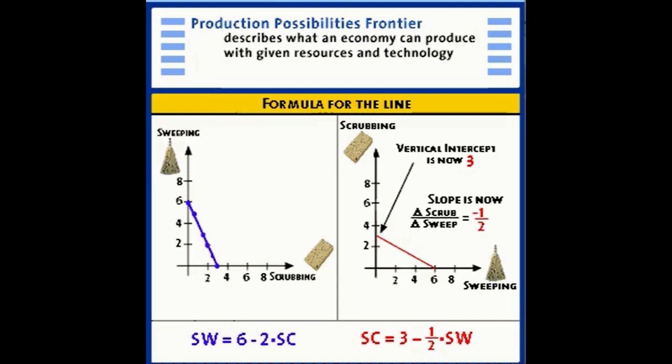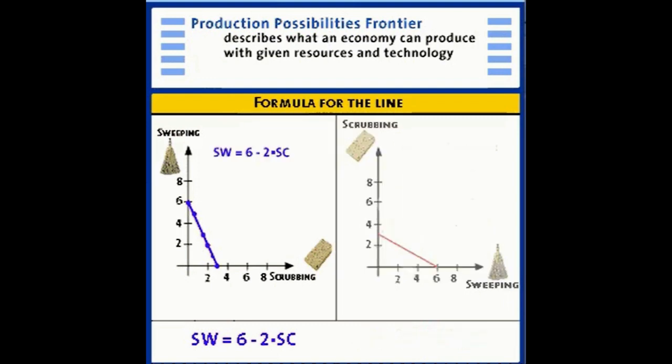Now let me show you something about the relationship between those two production possibility frontier equations, and this is what's interesting. Notice that the original equation was sweeping is equal to 6 minus 2 times scrubbing. Well, let's rewrite this equation and move scrubbing over to the left-hand side so that we have an equation that has scrubbing measured in terms of sweeping.